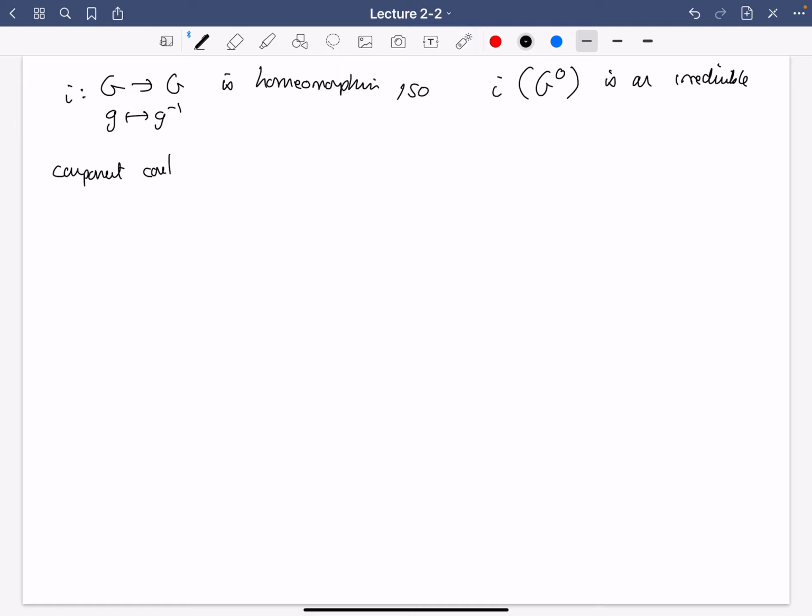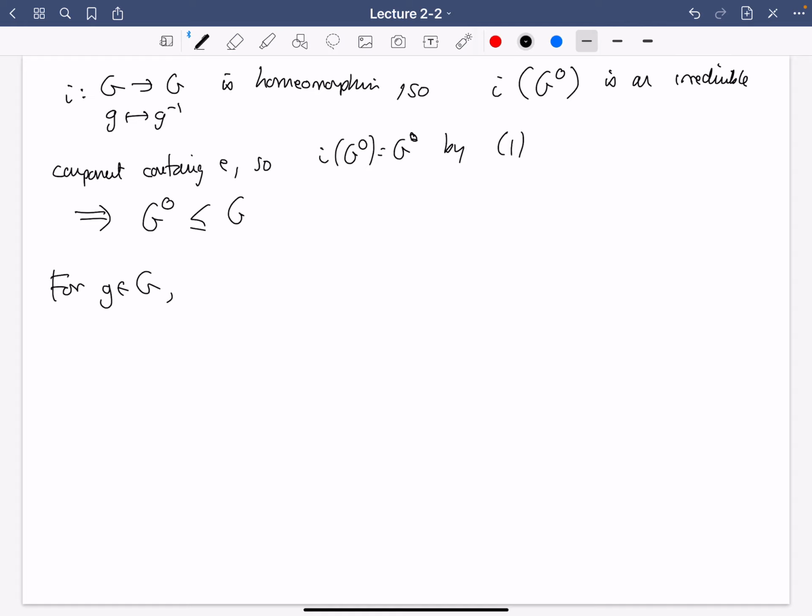And of course it contains E. So actually the inverse of G0 is G0 by part 1. So yeah, G0 is closed under inverses, and so that proves that it's a subgroup of G. I want to get that it's a normal subgroup.